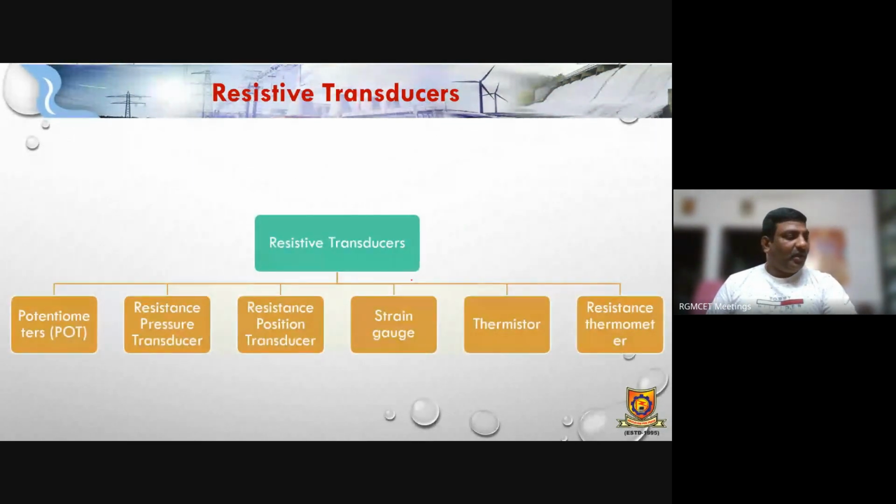Now there are different types of resistive transducers: potentiometers, resistive pressure transducers, resistive position transducers, strain gauge, thermistor, and resistance thermometers. So these are the various types of resistive transducers.